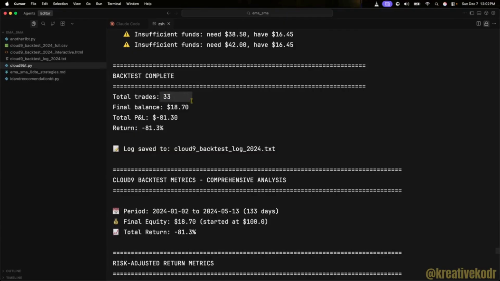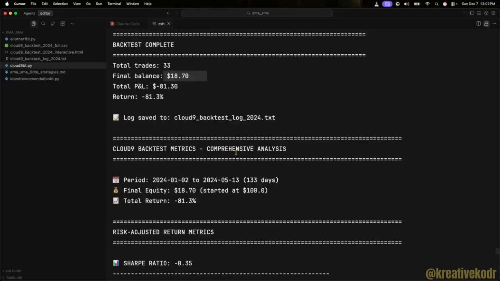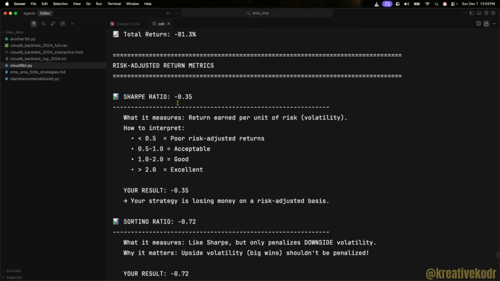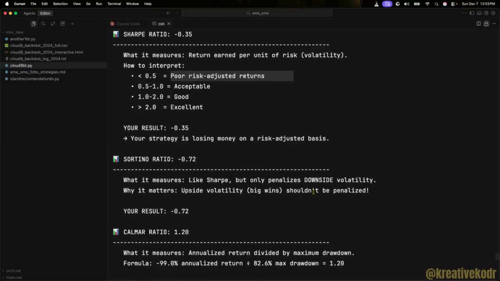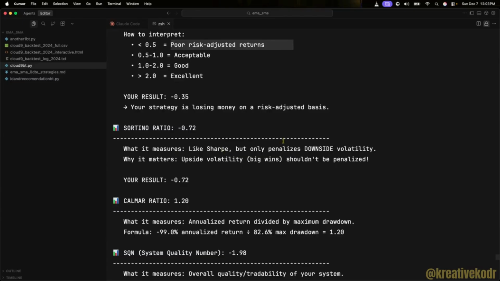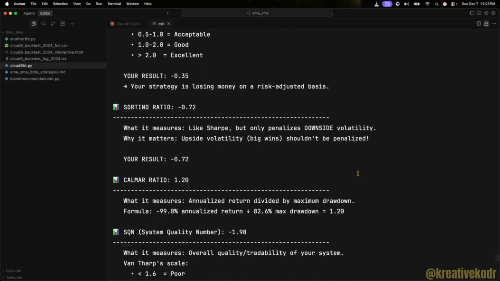We had 33 trades. We ended at $18. The log was saved. Our Sharpe ratio is -3.5. What this measures is the returns earned per unit of risk volatility. The way to interpret it is that a Sharpe less than 0.5 is poor risk-adjusted return. We have negative, so your strategy is losing money on a risk-adjusted basis. The Sortino ratio measures like Sharpe, but only penalizes downside volatility. This matters because upside volatility, big wins, shouldn't be penalized. Our result is -0.72.